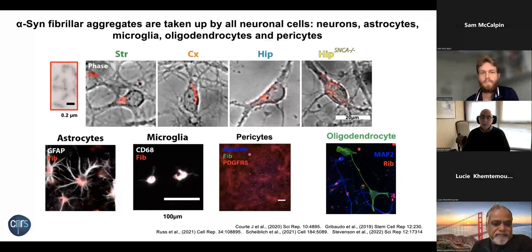So what we first did is look at whether these aggregates that we form in a test tube, and that we can label with a fluorophore, in red here, for example, bind to neurons. And the answer is yes, you can see them binding to striatal, cortical, hippocampal neurons, whether they are expressing alpha-synuclein or not. They bind to astrocytes, to microglia, to pericytes, to oligodendrocytes. So basically they bind everything.